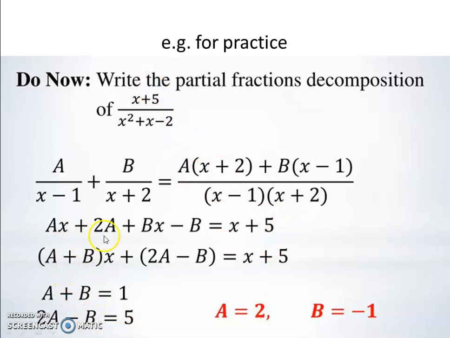Ax plus Bx is (A plus B) into x. Now we take the 2A minus B constant term, and x plus 5. We compare x and x. So A plus B is equal to 1, and 2A minus B is equal to 5. We solve these equations and derive A is equal to 2 and B is equal to minus 1 by simultaneous equations. The lecture is over with this expression.